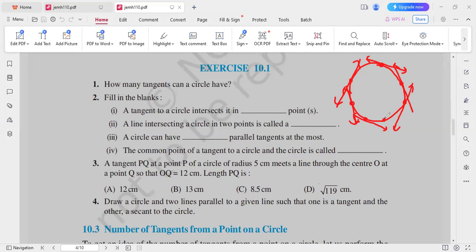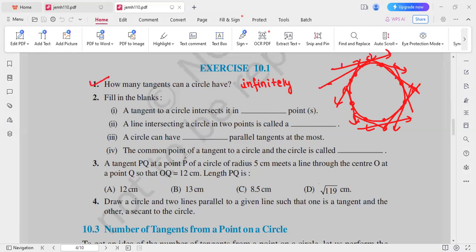But in that way, how many tangents can you draw? Do you notice one thing? How many tangents? Infinitely many. Do you understand this? Here they're not asking you, Manya, how many parallel tangents a circle can have. So the set of parallel ones will also become infinitely many only. For one tangent, there will be one more tangent. So a maximum of two tangents would be parallel to each other, right? I hope you are understanding what I'm saying. Yes. But in general, how many tangents can a circle have? Infinitely many. Okay, next, fill in the blanks.